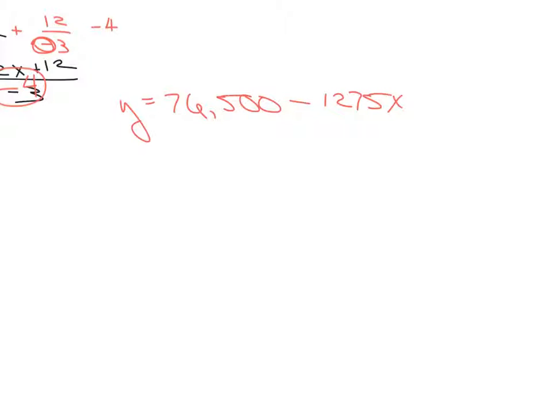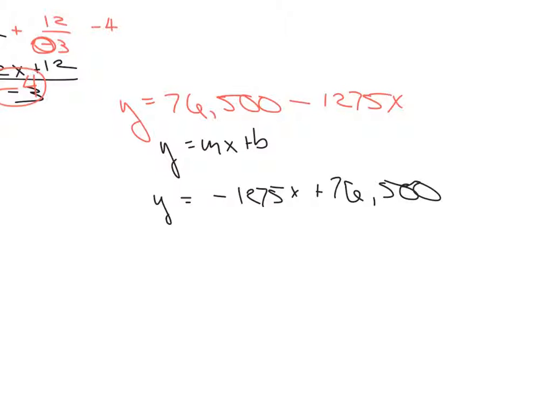All right, so A, what are the slope and y-intercept of the graph of this function? Okay, so all you're going to do is rewrite this in the form y equals mx plus b. So we're just going to do some switching around here. Negative 1275x plus 76,500. So that gives us the slope of negative 1275, and it also gives us the y-intercept of 76,500. Okay, so not too bad.